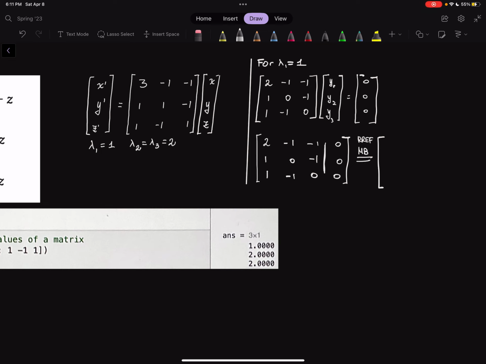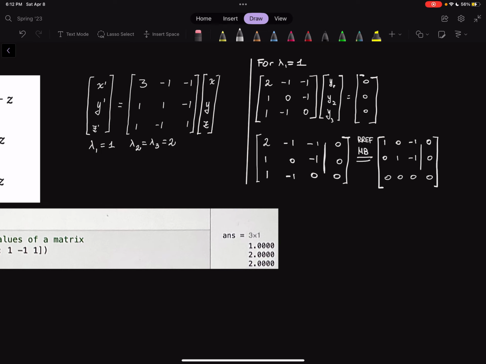And I'll show you what it does. If I do the reduced row echelon form of the matrix 2, -1, -1, 0, and 1, 1, 0, -1, 0, and 1, -1, 0, 0, what I get is 1, 0, -1, 0, 0, 1, -1, 0, and a whole row of zeros.